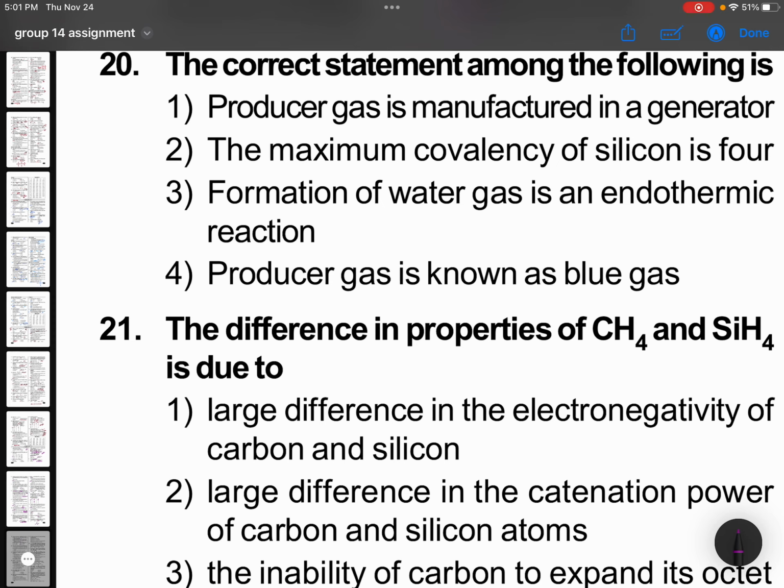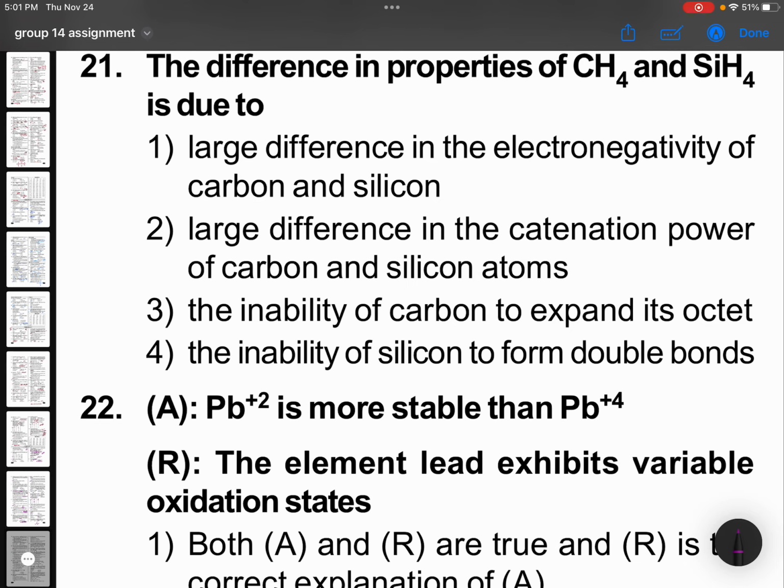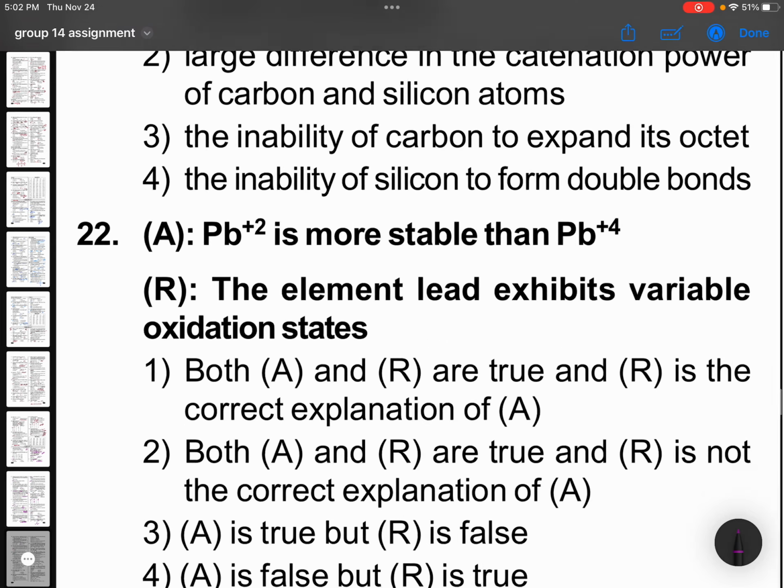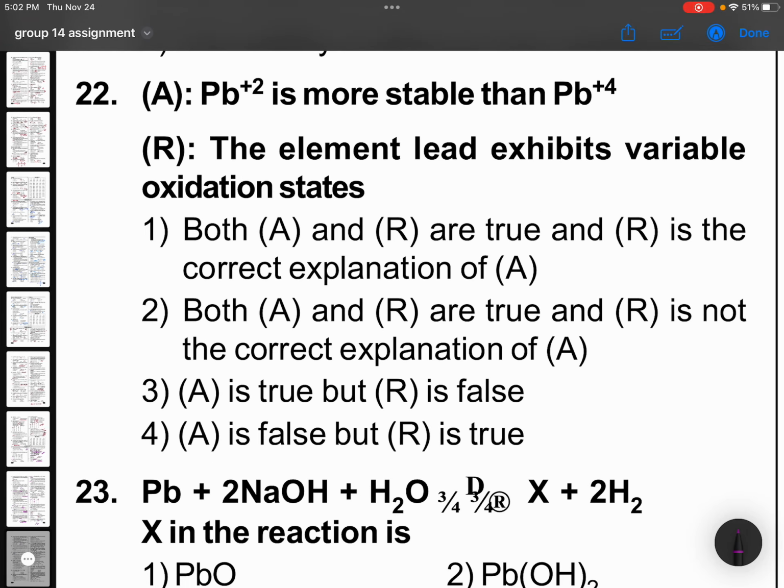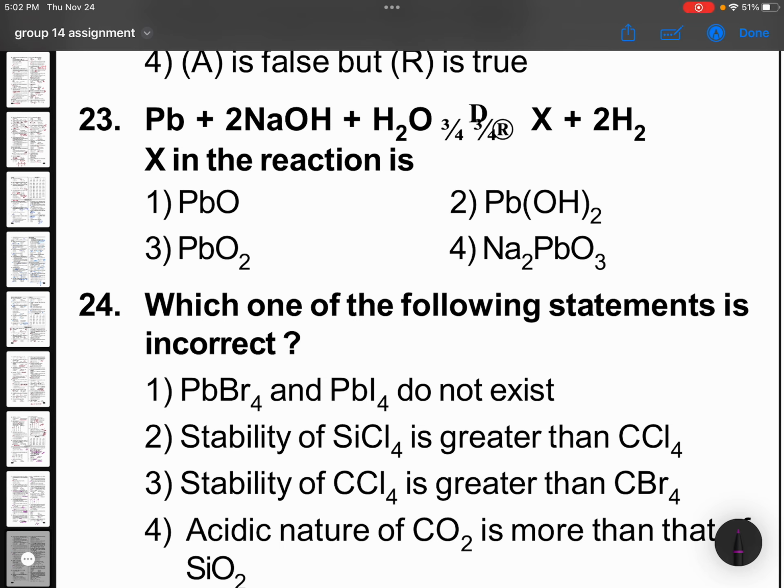The correct statement among the following is: formation of water gas is an endothermic reaction, right? The difference in properties of methane and silane is due to the large difference in electronegativity of carbon and silicon, not the bigger size or vacant d orbitals of silicon. Pb+2 is more stable because of the inert pair effect. The element lead exhibits variable oxidation states, +2 and +4, so both are right, but that is not the correct explanation. Lead plus NaOH plus H2O2 gives us X and 2H2.